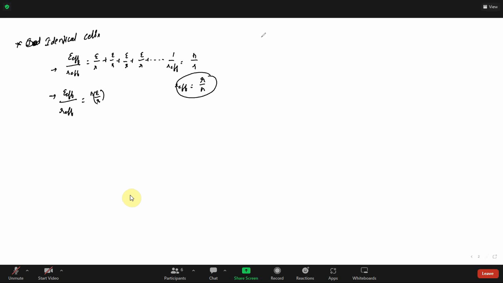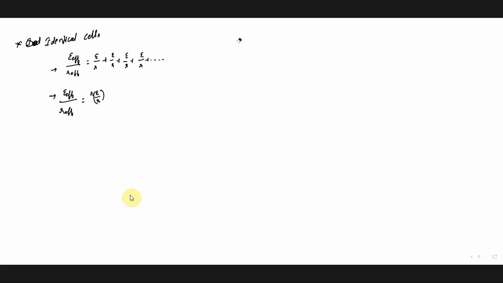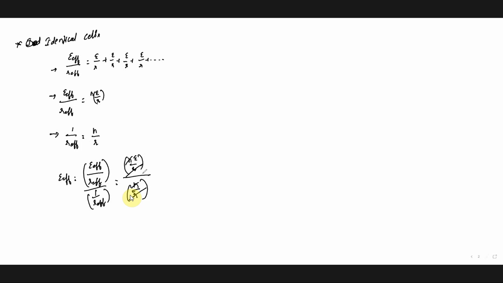Now this is E effective by R effective, and we know that 1 by R effective is equal to N by R. We already calculated this. Then how to calculate the E effective value? E effective can be taken as E effective by R effective whole divided by 1 by R effective. Now E effective by R effective is NE by R, and 1 by R effective is equal to N by R. Now cancel E and E, N and N. So please remember, this is the most important conclusion for N identical cells.